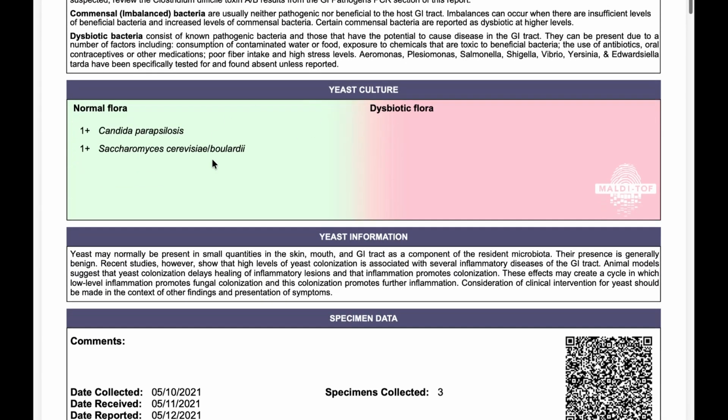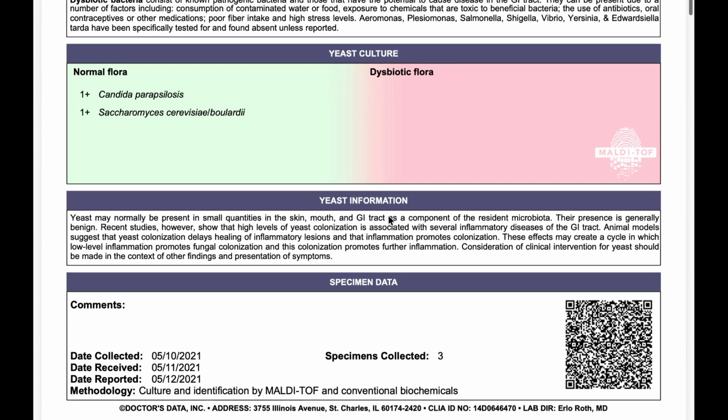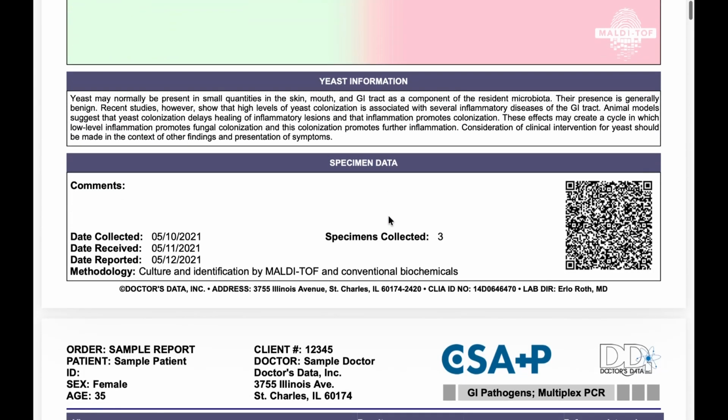Then we go down to yeast culture. This often could be a problem, but the normal flora, we expect these fungi species to be in the gut. That's normal. If they were over in the pink side, that will again give us some indication that there is a yeast overgrowth.